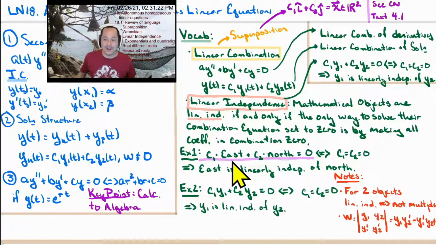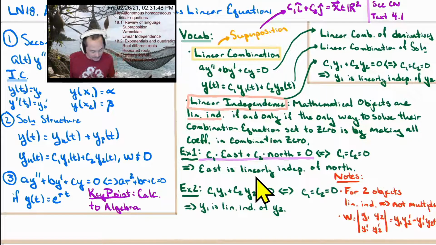And so if you have as your vectors, your mathematical objects, east and north, well, then somebody would say, if you want to go to the origin, you should go none much in either of those directions. And by these two constants being 0, and that being the only solution to the combination equation, that says that the vectors, the mathematical objects, are linearly independent. Okay.